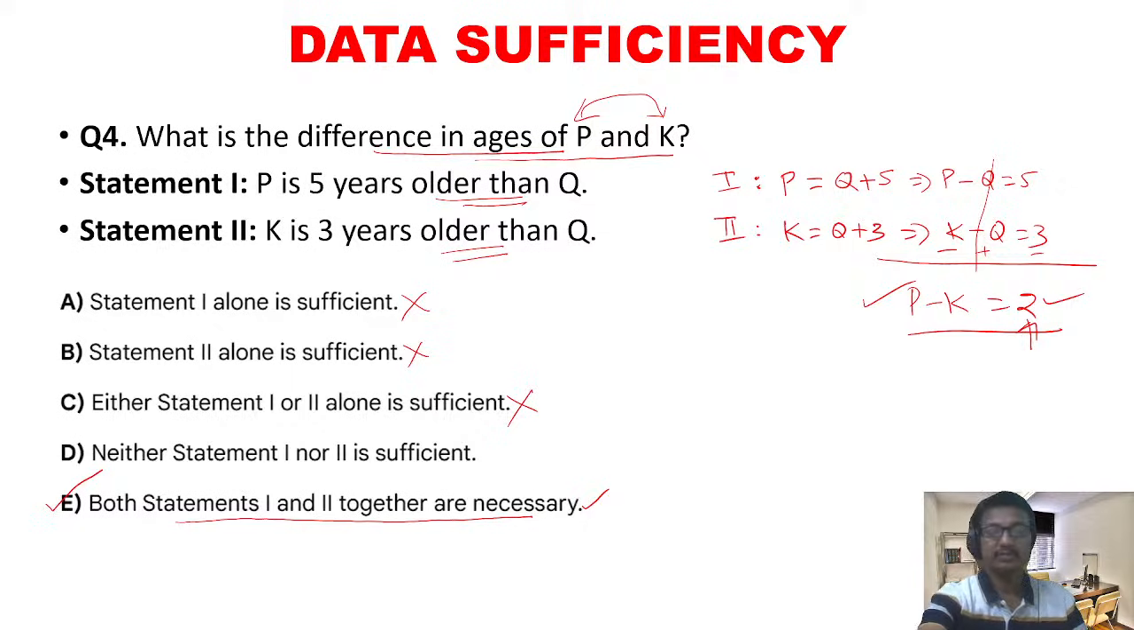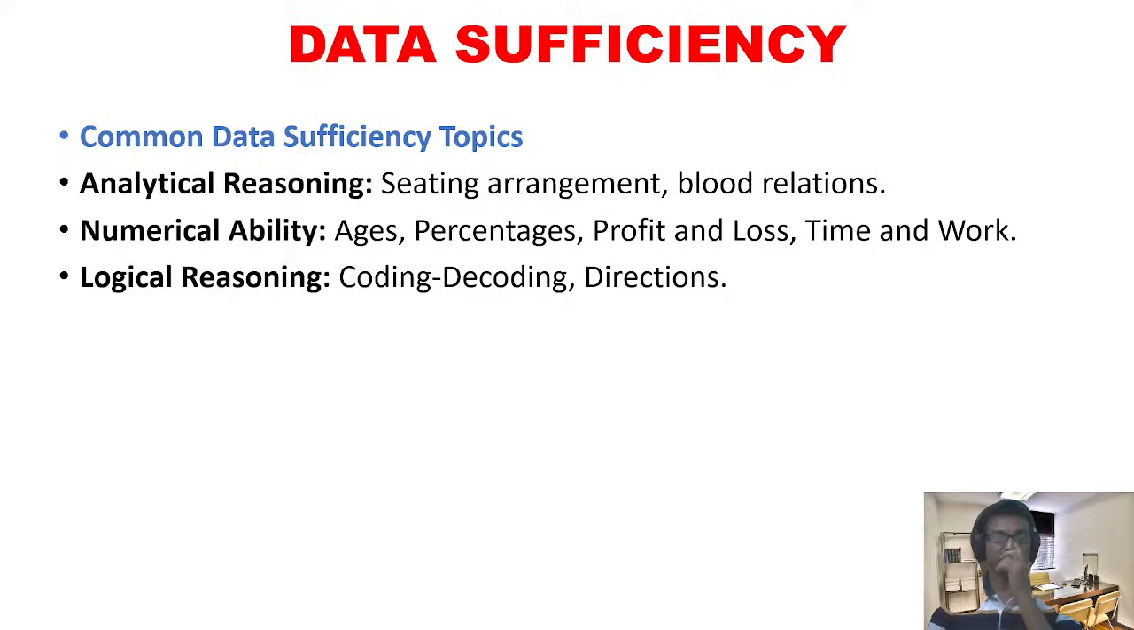Got it? So let us work out one more problem. Before that, what kind of topics will be asked in data sufficiency? The common data sufficiency topics include analytical reasoning. In analytical reasoning, seating arrangement problems and blood relation problems.